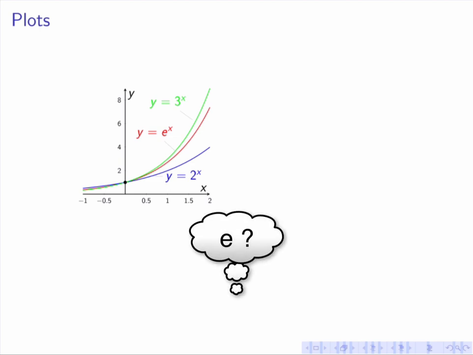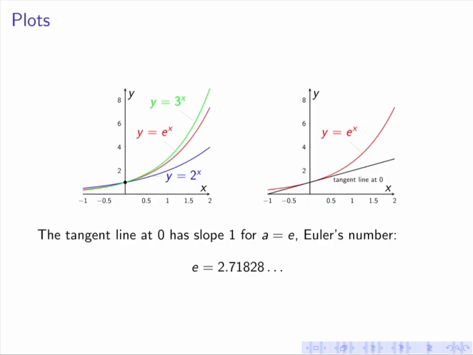And why the heck do I all the time worry about this e? This function is really particular because it has slope 1 at 0. So let's look here at the next picture. Here I show the function y is e to the x, and then the tangent line at the point 0, 1. And the slope of this tangent line is exactly 1.